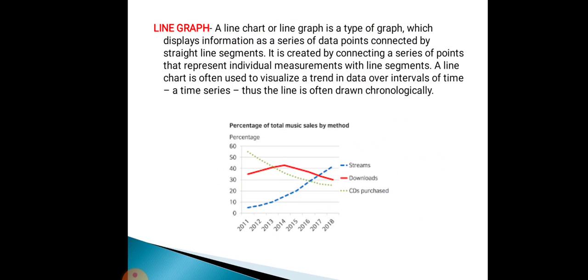Next is the line graph. It displays information as a series of data points connected by straight line segments. You must have plotted line graphs. A line chart is often used to visualize a trend in data over intervals of time, a time series. Thus the line is often drawn chronologically. As you can see in this chart, the years have been given and the trends have been drawn as per the years.